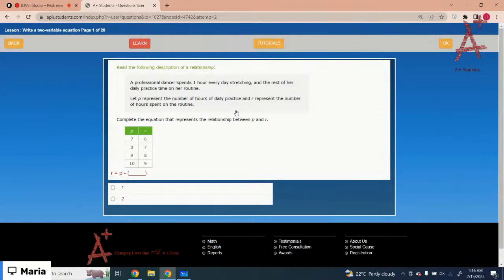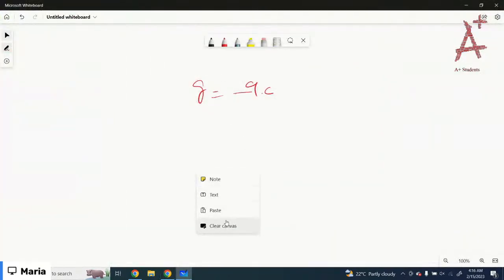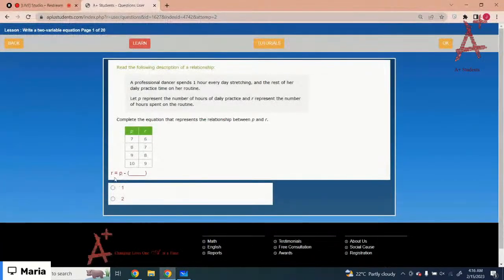The relationship is R equals P minus a missing number. Here you are given R equals P minus the missing number. Got it? You just have to calculate the missing number. Just look at the P values and R values. What number is subtracted from each value of P? 7 minus what number equals 6? 7 minus 1 equals 6.